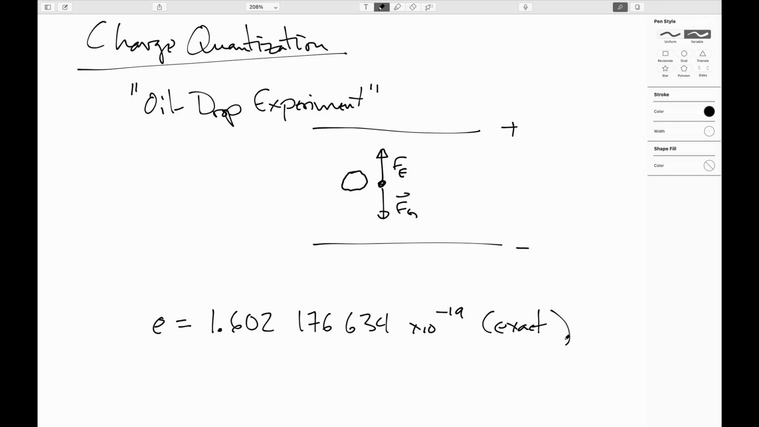And he was able to show that whatever charge you had on the oil drop, it was equal to e, 2e, 3e, negative e, negative 2e, negative 3e. 0 is certainly a possibility as well. It'd be neutral and it'd just fall. But it always came in these integer multiples of e. If something comes in integer multiples of something, we say that it is quantized.